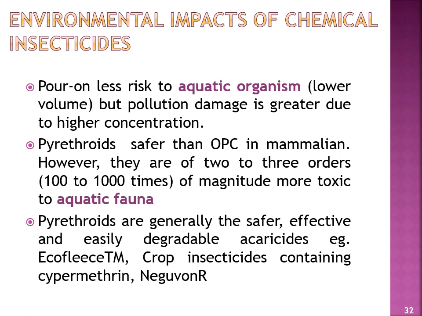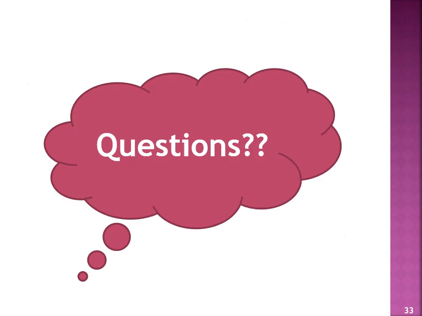Another thing is if we use the pour-on application of insecticide on the animal, that will be safer because there is no environmental impact or pollution damage due to the pour-on application on animals.